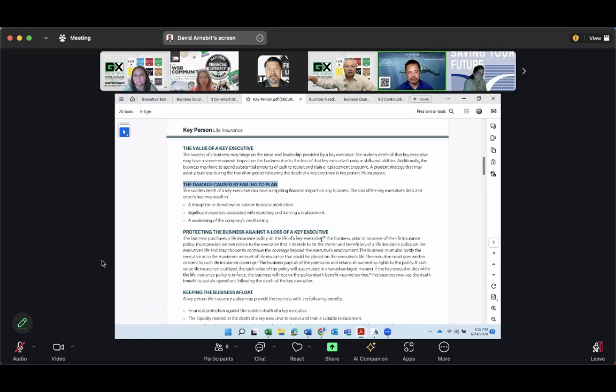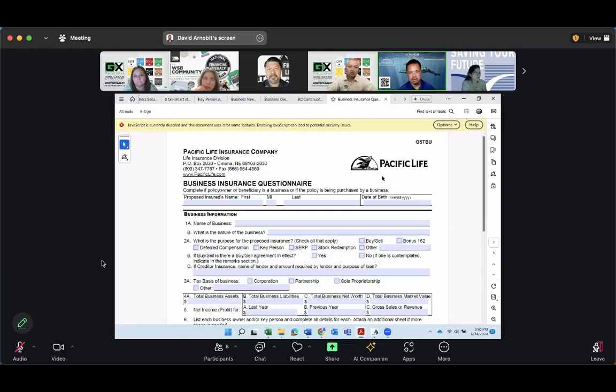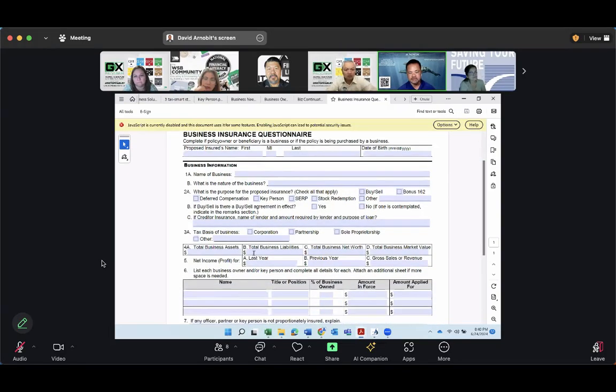We're going to look at both. There's a business questionnaire that you have to complete, and that's going to be the basics here. Actually, I'll bring it up really quick. Anytime you do a business case with us, executive bonus, whatever the case is, we're going to ask for a business insurance questionnaire. And here it is. So you can see what we ask.